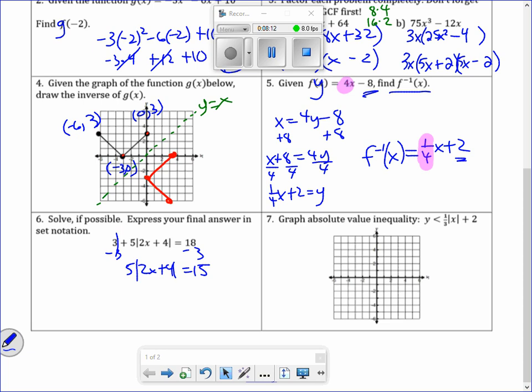Then I'm going to divide by 5. So I get 2x plus 4 equals 3. All right, so I set this up into 2 equations. I get 2x plus 4 equals 3, and I have 2x plus 4 equals negative 3.